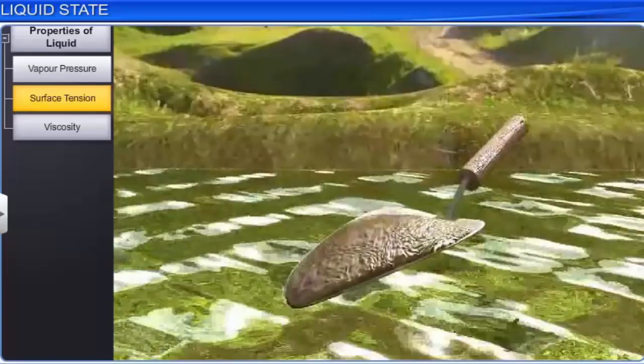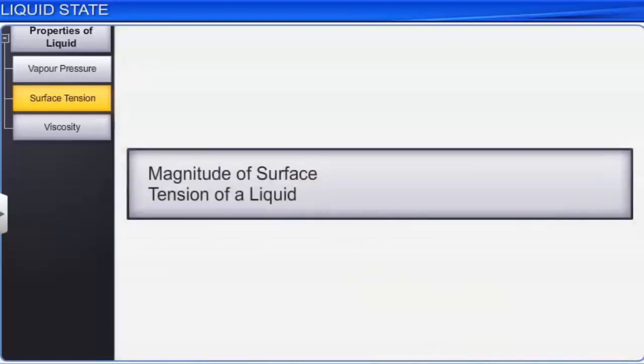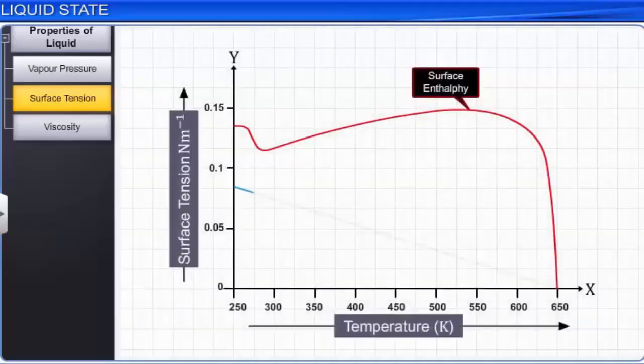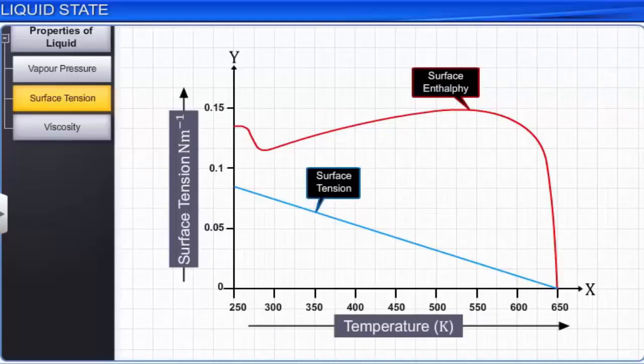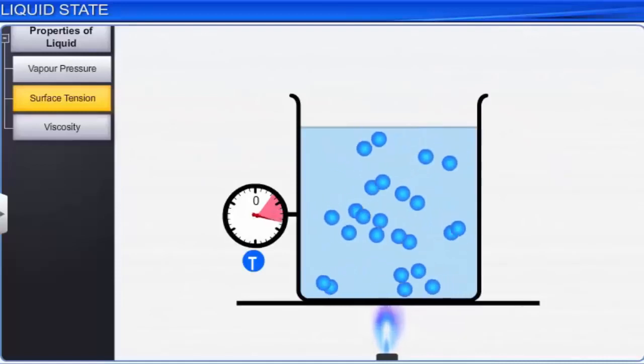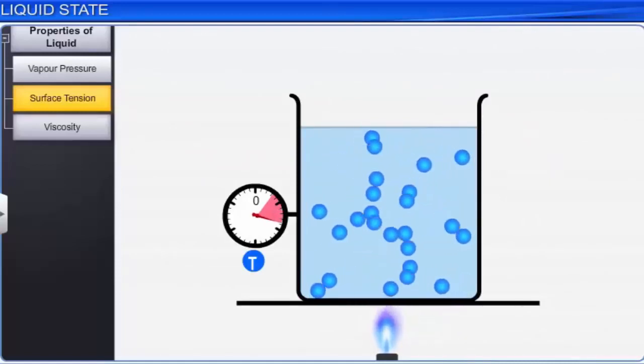The magnitude of the surface tension of the liquid is directly proportional to the attractive forces between the molecules. This implies that the larger the attractive force, the higher the surface tension of a liquid. Surface tension decreases with an increase in temperature. This is because, at higher temperature, the kinetic energy of the molecules increases. This reduces the intermolecular attraction, resulting in a decrease in the surface tension.